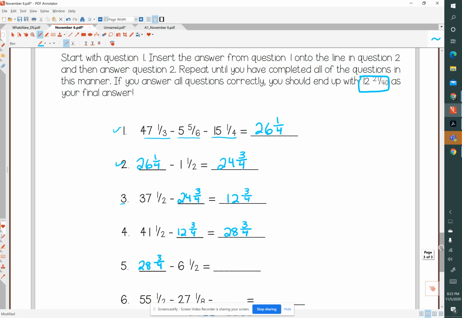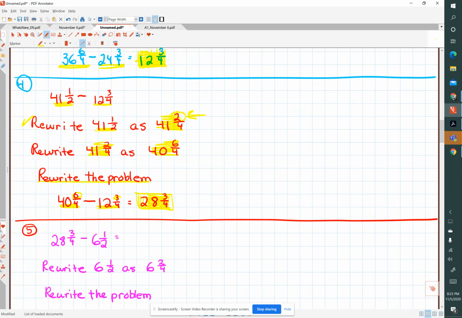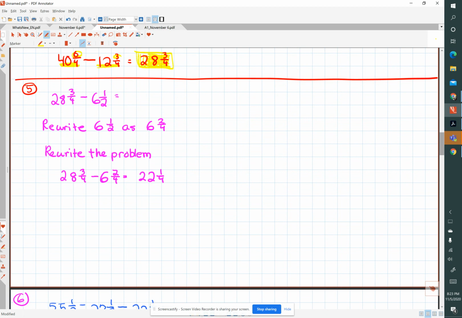Okay, we're up to our 5th problem here. Let's go ahead and work on that. See, I've chosen the pink. I have 28 and 3/4 minus 6 and 1/2. So I'm going to go with the denominator of fourths here. So I'll rewrite 6 and 1/2 as 6 and 2/4. And then I'll rewrite the entire problem, which will be 28 and 3/4 minus 6 and 2/4.